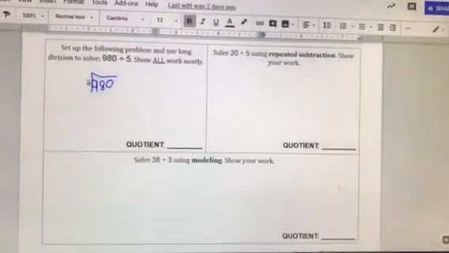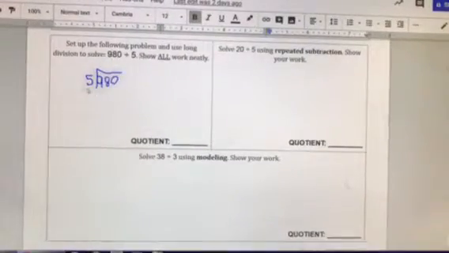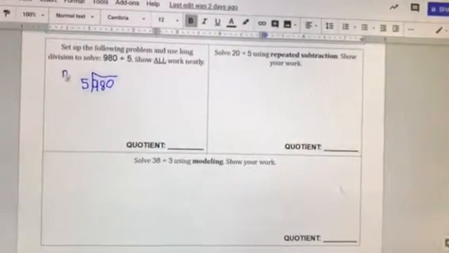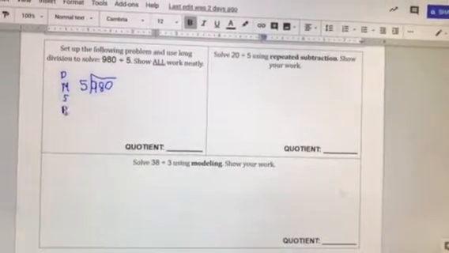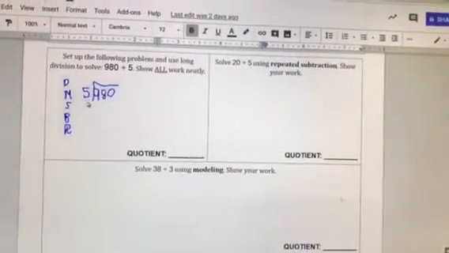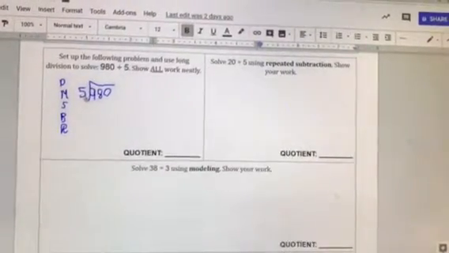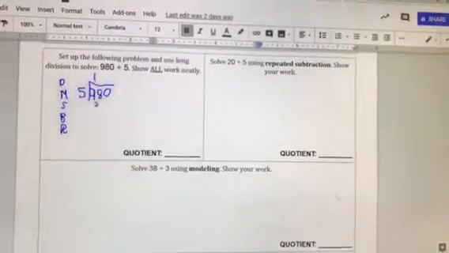And then I have 5 as the divisor, which goes outside the house and fuels all of our questions when we're using our divide, multiply, subtract, bring down, and repeat or remainder. So let's go ahead and start our long division. How many times can 5 go into 9? 5 can go into 9 once.